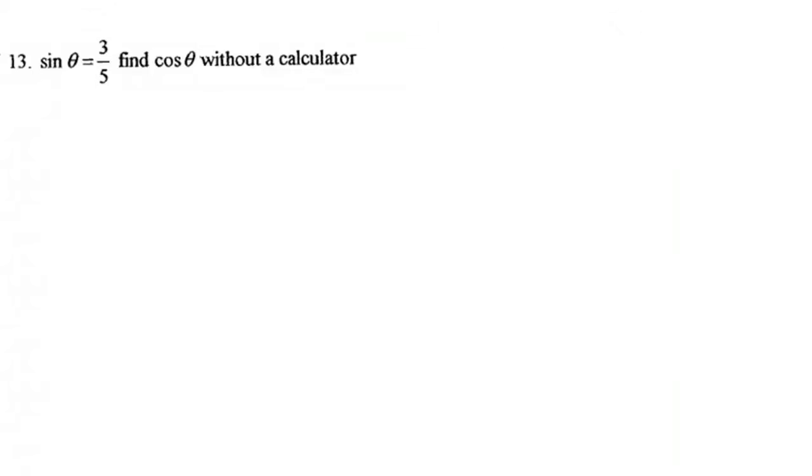So we want to remind ourselves that the primary trig ratios are representing the ratios of sides of a right angle triangle relative to a specific angle. So let's draw a picture for a second.